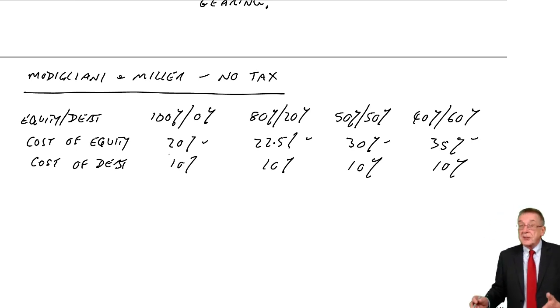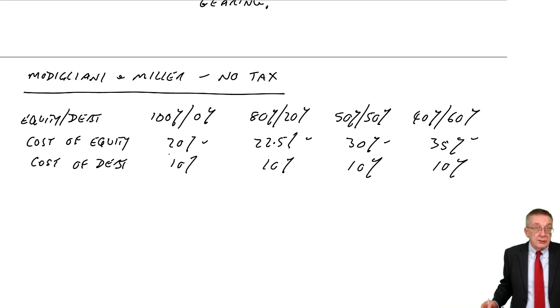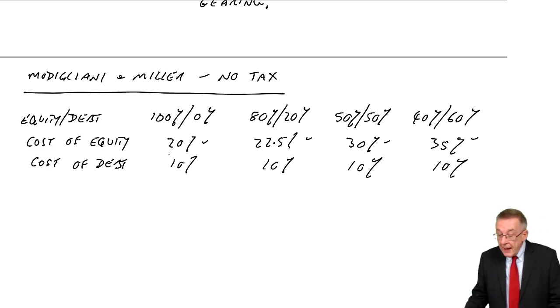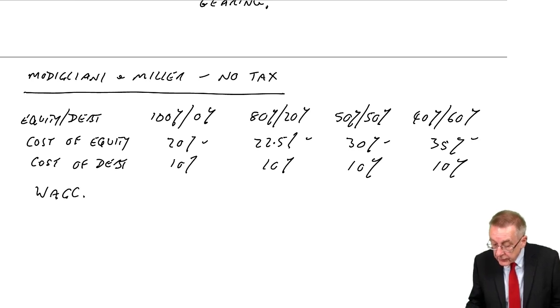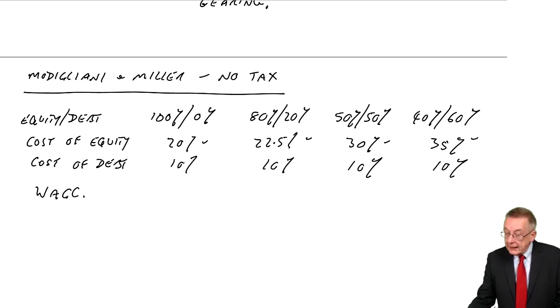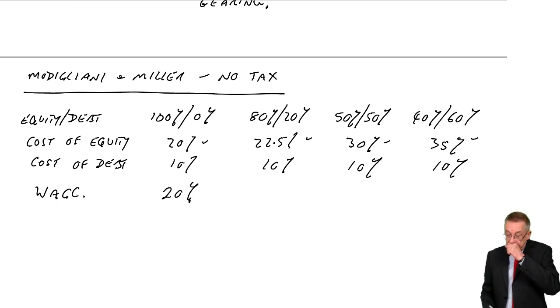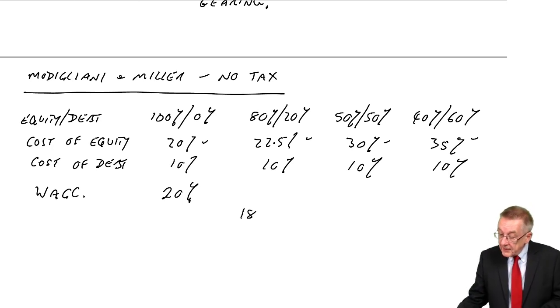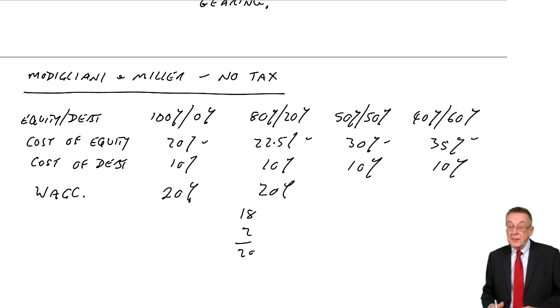Cost of debt will stay fixed, except at very high levels, when the cost of debt will in fact start to increase because they start having risk. But what they then found was very interesting. That the weighted average cost of capital, well again, if we're all equity, there's just cost of equity, so the weighted average would be 20%. If it became 80% equity, 20% debt, well 80% of 22.5 is 18, 20% of 10 is 2. The weighted average was still 20%.